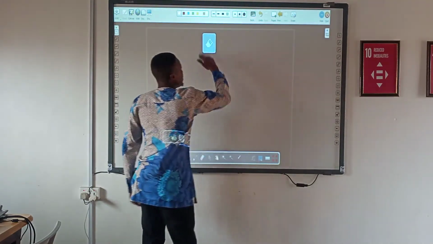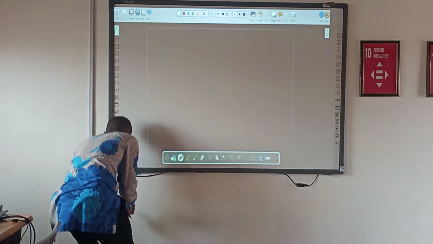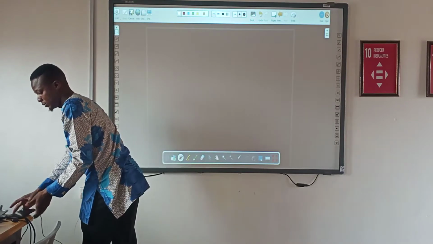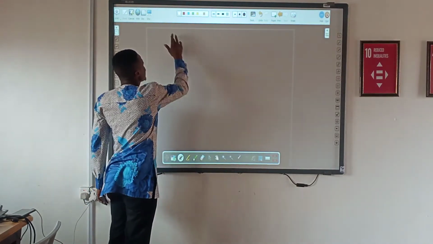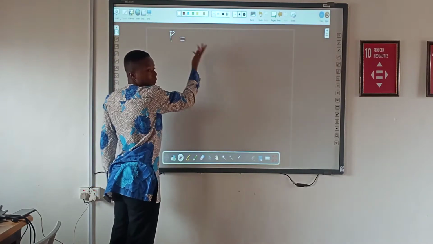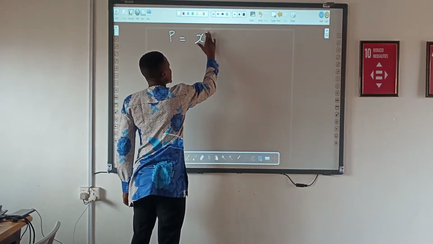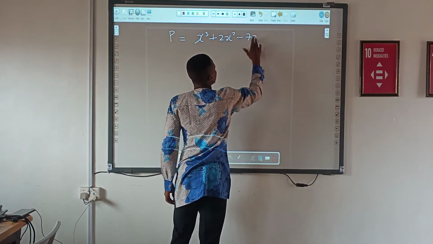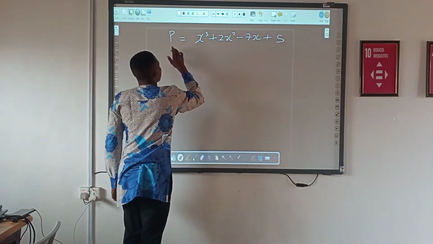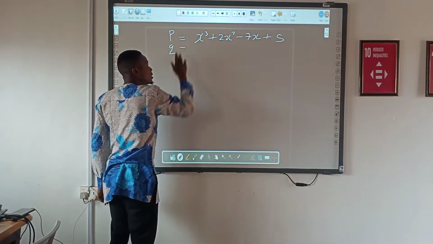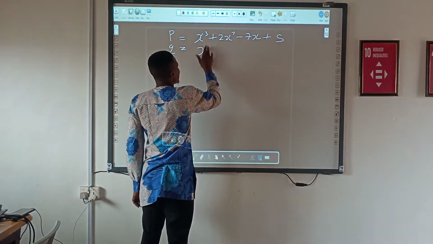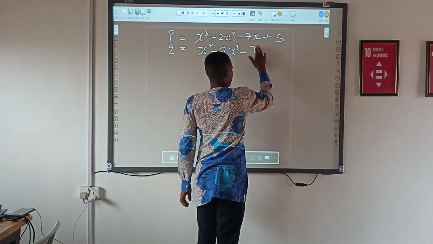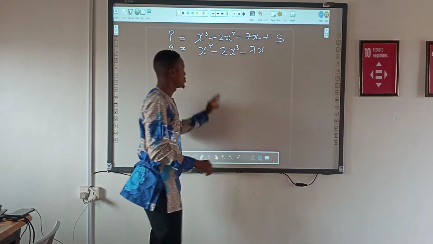Like I said, I will take one problem in addition and one in subtraction. So now, let's say P represents a polynomial, x cubed plus 2x squared minus 7x plus 5, and Q represents another polynomial, let's say x to the power of 4 minus 2x cubed minus 7x. These are two different polynomials.